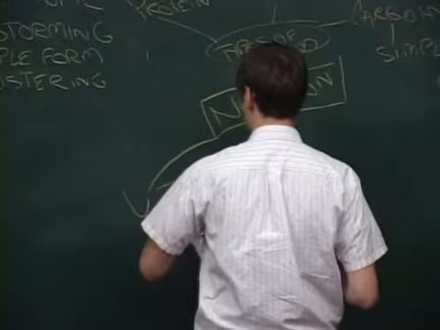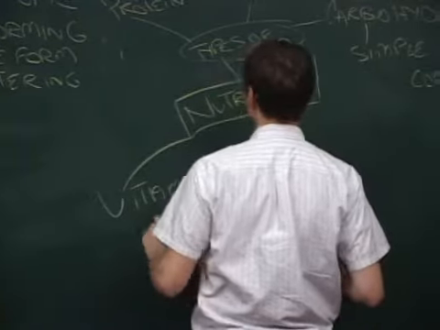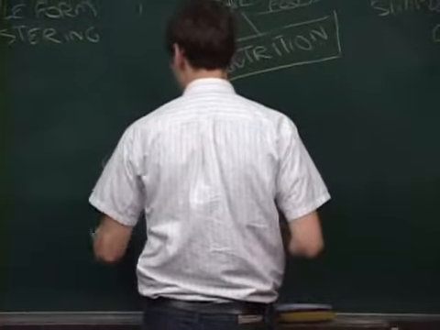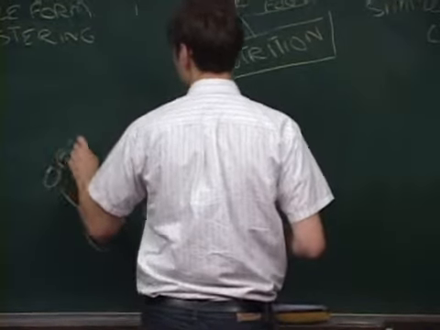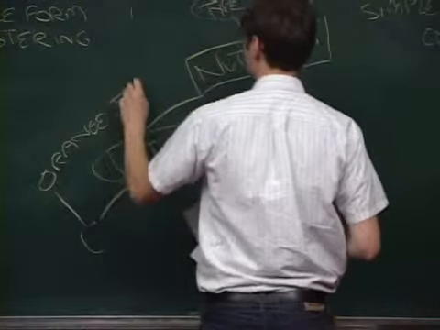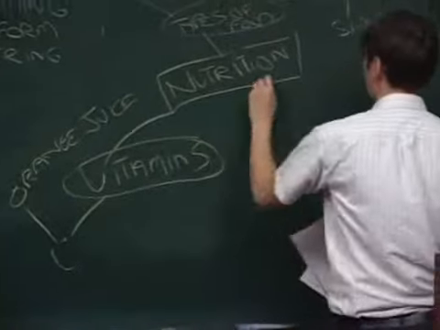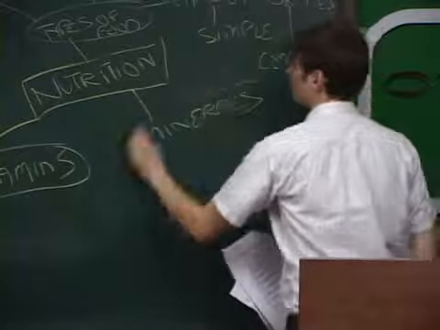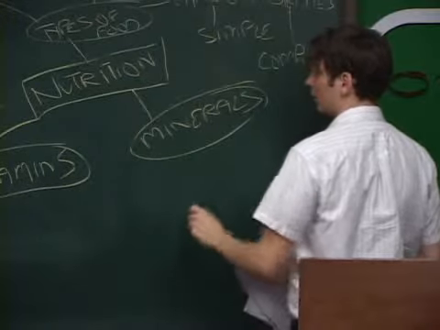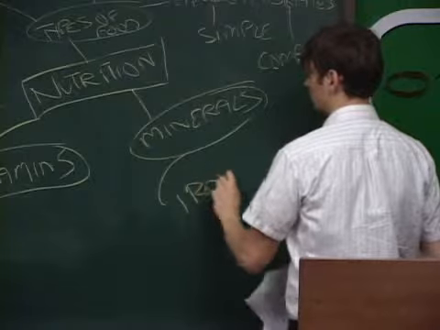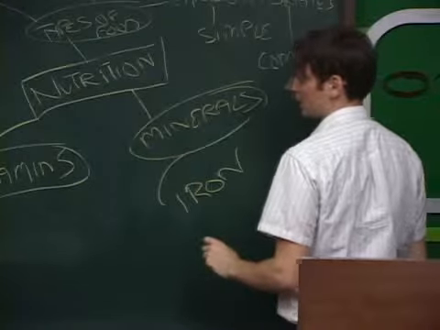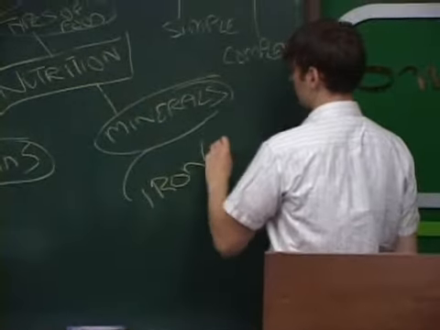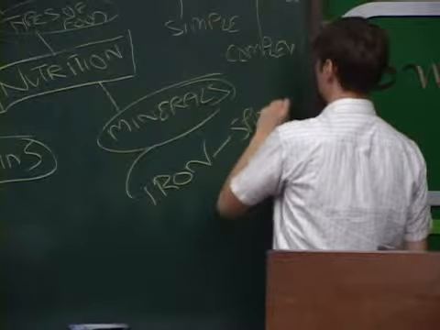That's related to nutrition. What kind of vitamins are there? Let's see, vitamin C. Where do you get vitamin C? Orange juice. What else is there? Oh yeah, there's minerals. Let's see, what is a mineral? Iron. Okay, and then where might I get iron? Spinach. I think spinach has iron.